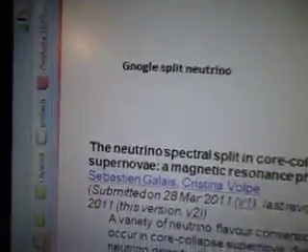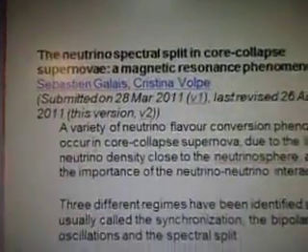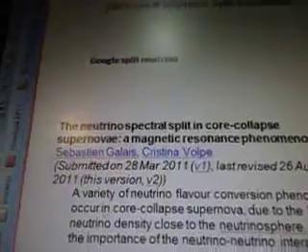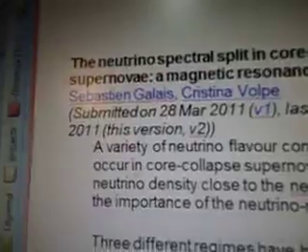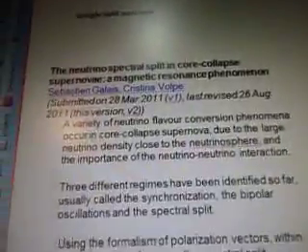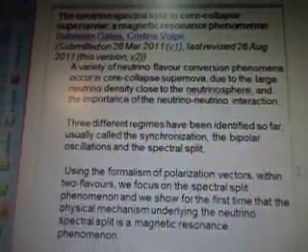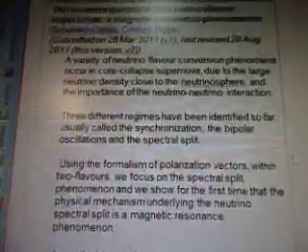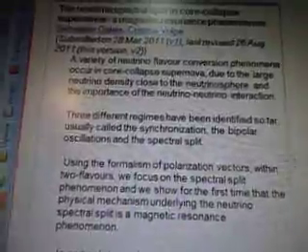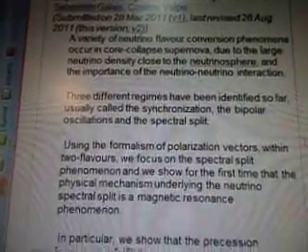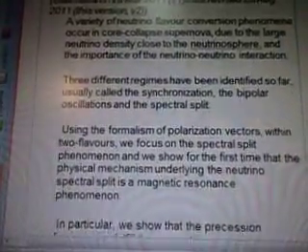So I googled the split neutrino and I got this paper up. The neutrino spectral split in core collapse supernova, a magnetic resonance phenomenon, by Sebastien Galais and Cristina Volpe. A variety of neutrino flavor conversion phenomena occur in core collapse supernova due to the large neutrino density close to the neutrino sphere and the importance of the neutrino-neutrino interaction. Three different regimes have been identified so far, usually called the synchronization, the bipolar oscillations, and the spectral split.